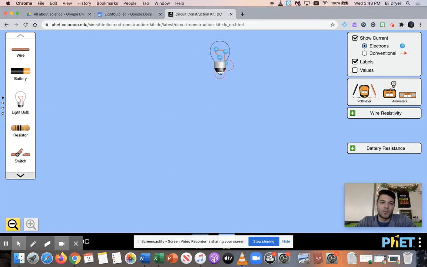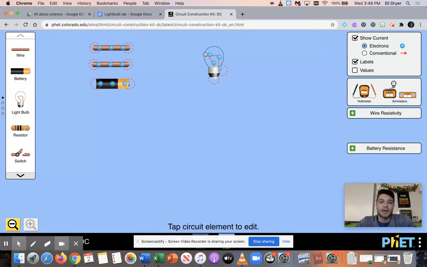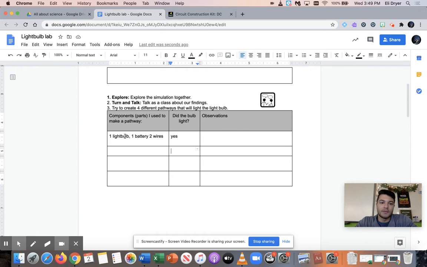You're going to start with one light bulb, one battery, and two wires, okay? Your goal is to get this light bulb to light up just by using the battery and the two wires, okay? When you do that, you're going to say yes, and you're going to write down everything that you saw. For your observations, the way I'm going to grade it is, if I read your observation, I should be able to do exactly what you did just by reading your observation, okay?